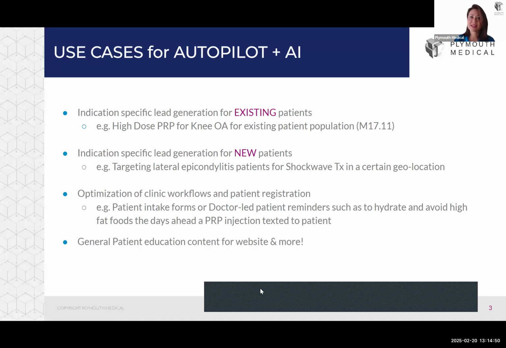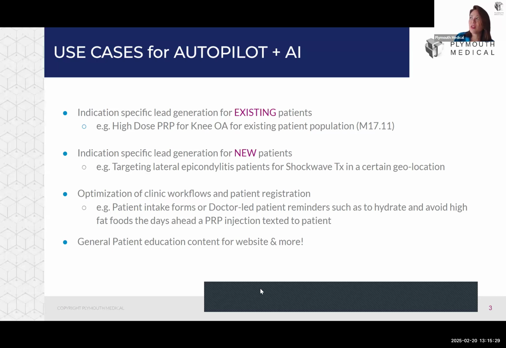I think another use case that we should definitely mention in this context right now is attracting new patients from a specific geolocation. If for whatever reason you've purchased, let's say, a shockwave device from Plymouth Medical, and you want to specifically target all lateral epicondylitis patients in the Palm Springs, California area, this tool could be leveraged to reach out to those patients and let them know what you're able to do with the tools that you have.